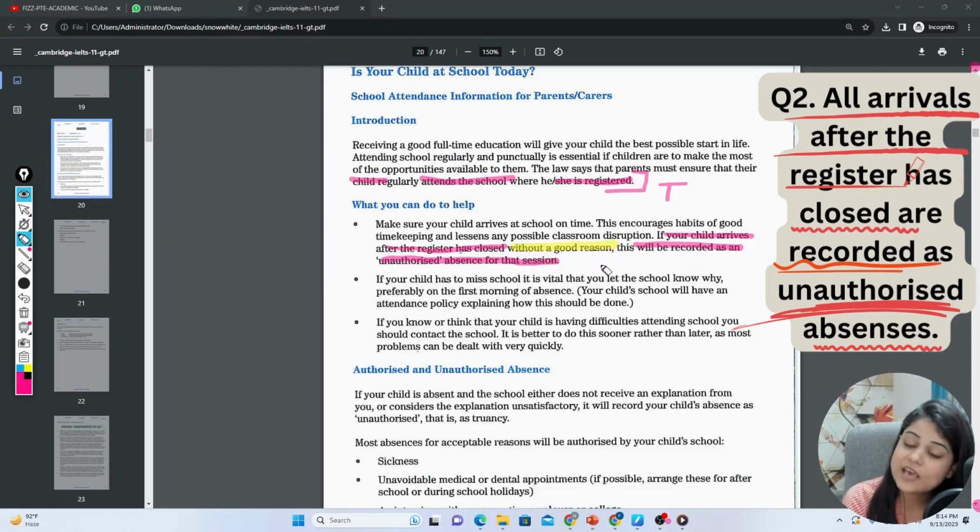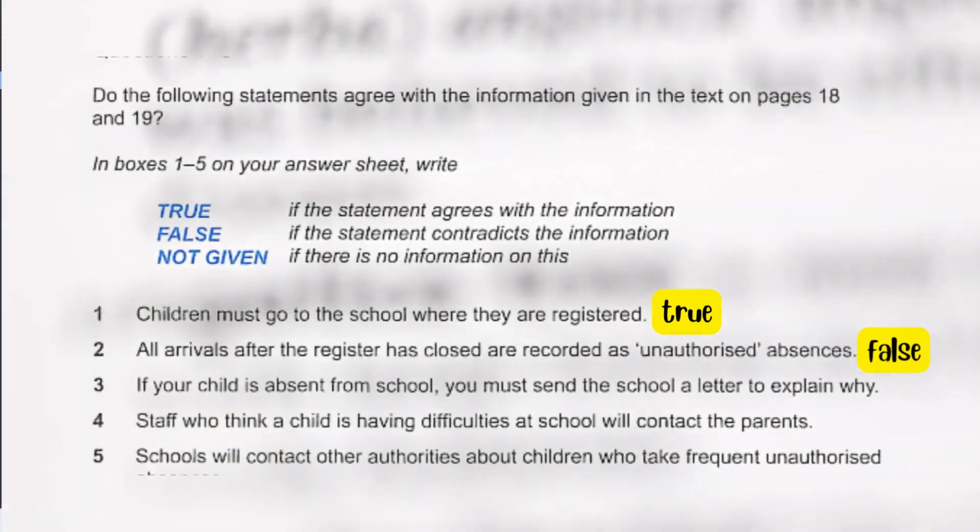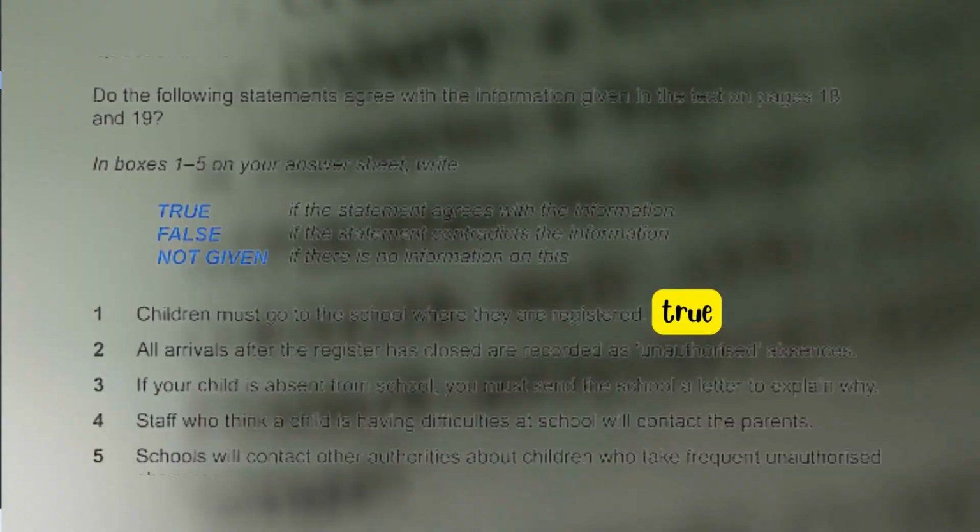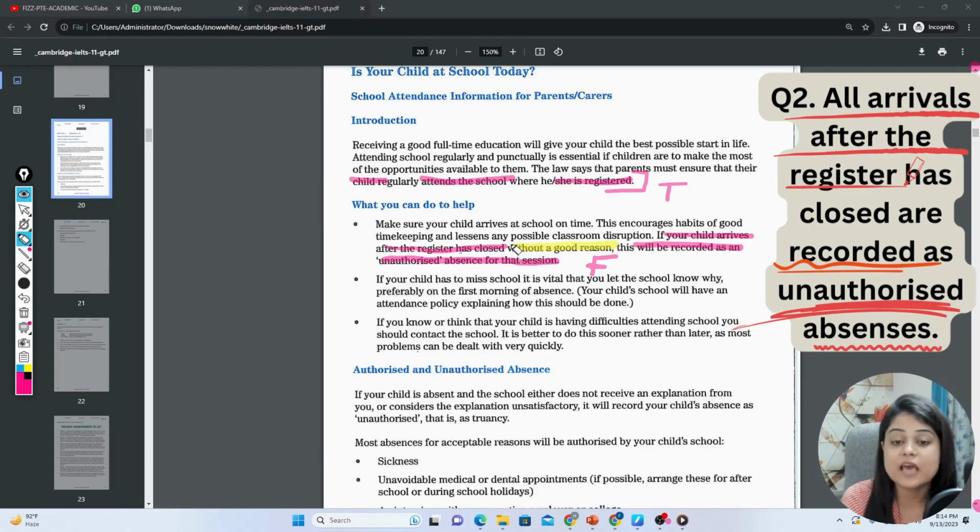Now what does this mean? If the child goes to school but has a valid reason, then that will not be considered an unauthorized absence. So what will the answer be here? Yes, the answer will be false over here. Now tell me, if this statement were not here, what would the answer be? If this statement were not there, then yes, it would be a true statement.